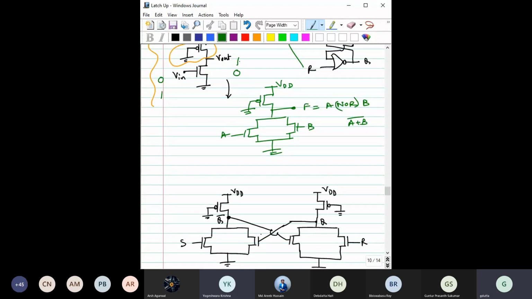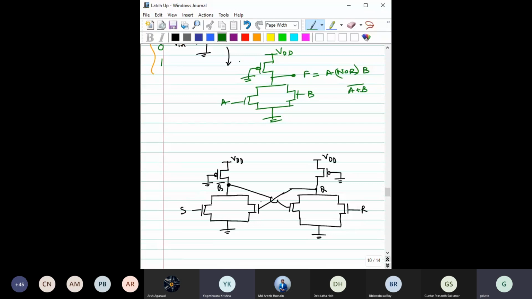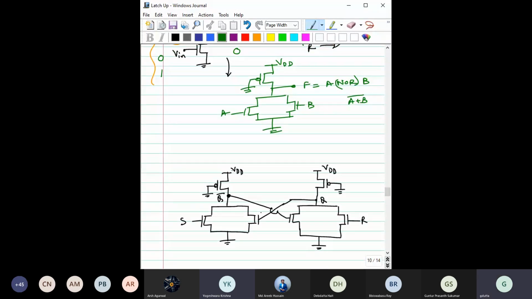This is the latch representation. If you are getting any difficulty, then probably I will do it like this: A, B. Now please check with this. Is it valid? This is one NOR gate. This is another NOR gate, right?